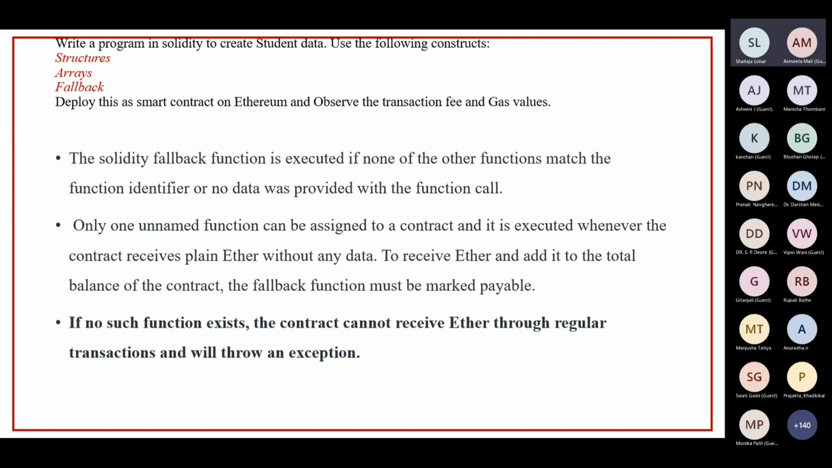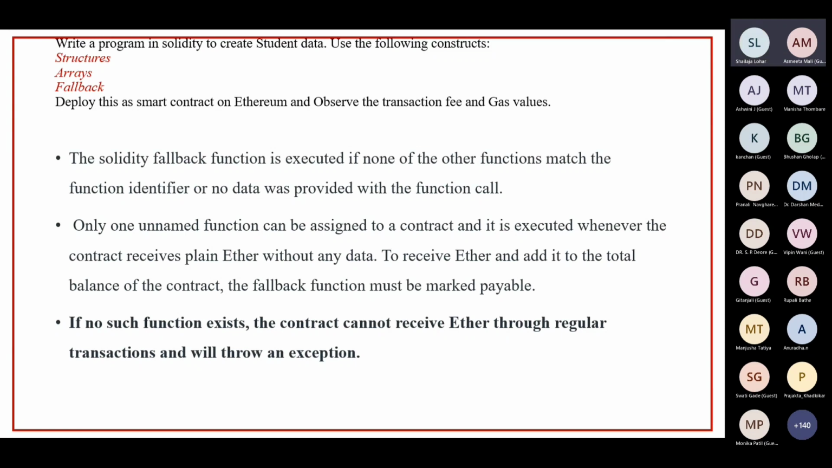Now let us go to what fallback function is. The Solidity fallback function is executed if none of the other functions match the function identifier or no data was provided with the function call. Only one unnamed function can be assigned to a contract, and it is executed whenever the contract receives plain ether without any data. To receive ether and add it to the total balance of account, fallback function must be marked payable.